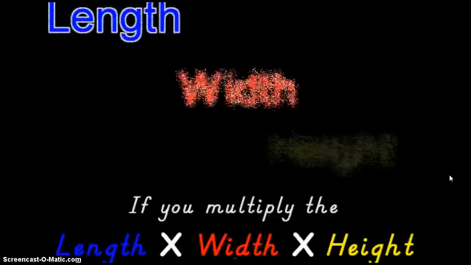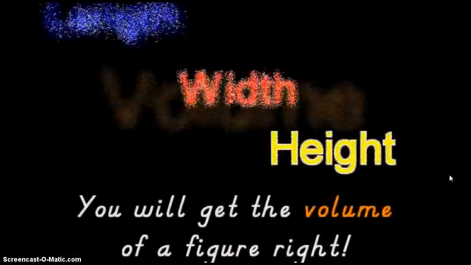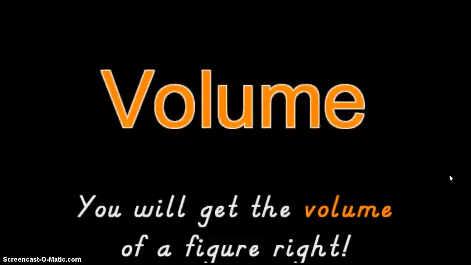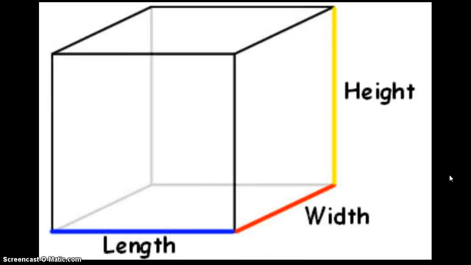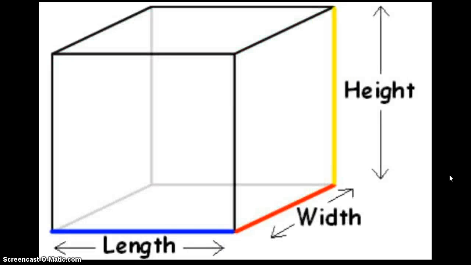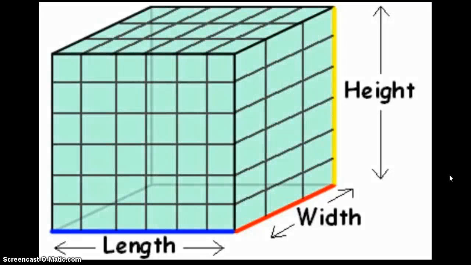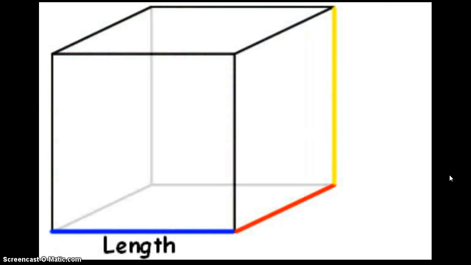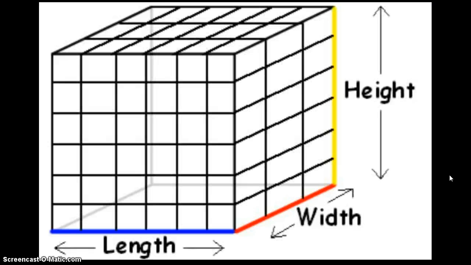Multiply the length times width times height, you will get the volume of a figure, right? Length times width times height gives you the volume. Length is long, height is high, width is wide. The volume measures all the cubic units inside. Length times width times height gives you the volume.